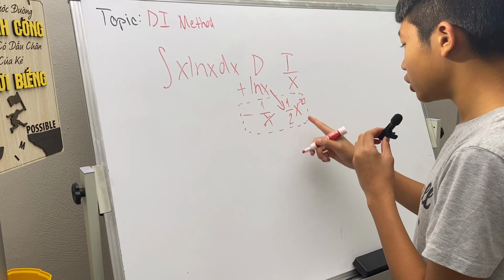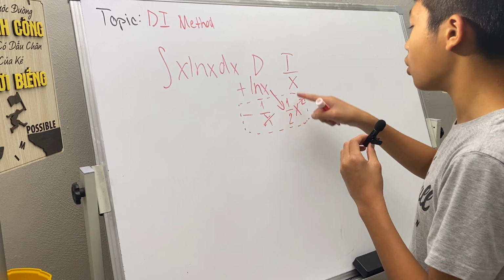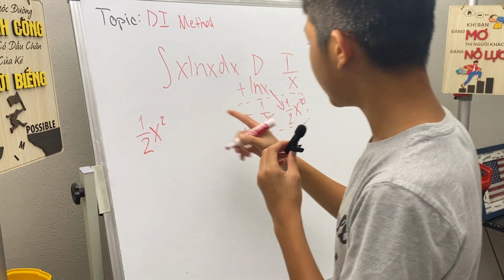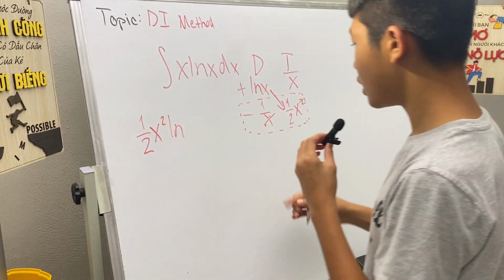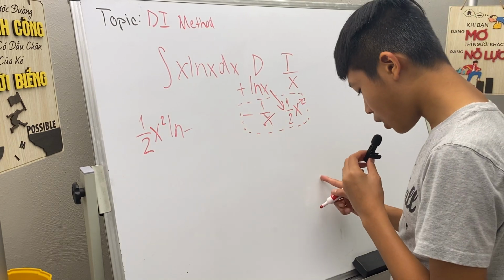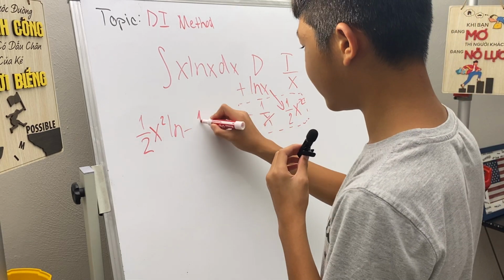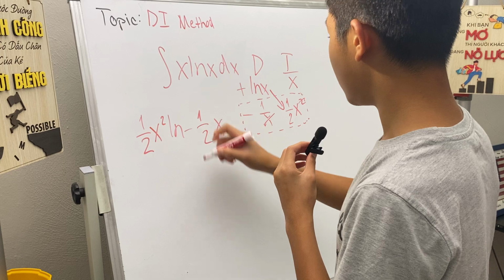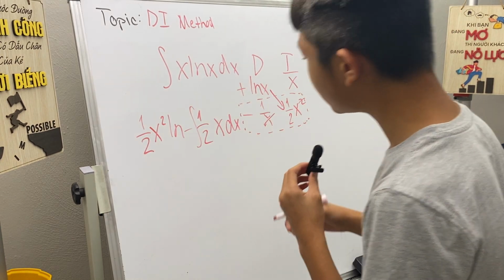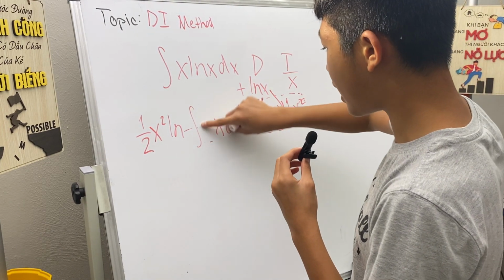This and this cancel, so you get 1/2 x. So the first part, we get 1/2 x squared times ln x. That's the first part, minus the second part, which is 1/2 x. And you want to integrate the last row. So like this. It's pretty easy to integrate. It's basically x over 2.